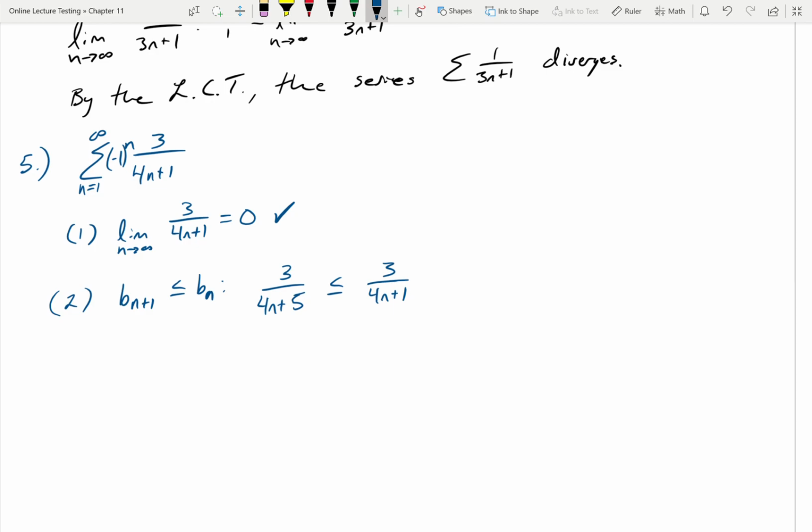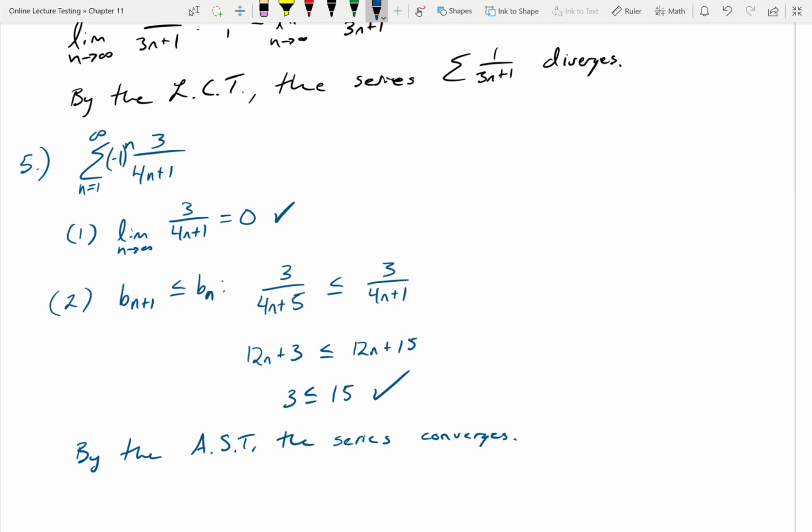If I cross multiply, I'm going to get 12n plus 3 is less than or equal to 12n plus 15. Subtract the 12n's. Is 3 less than or equal to 15? The answer is yes. So by the alternating series test, the series converges.